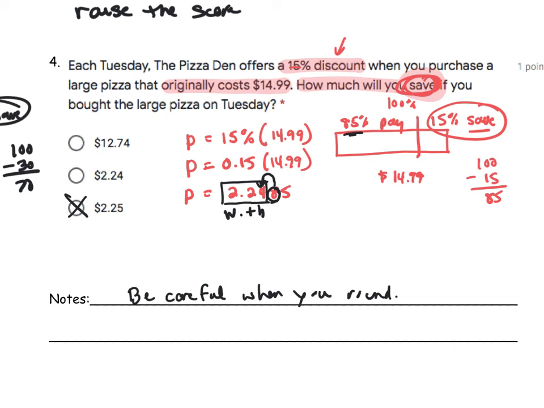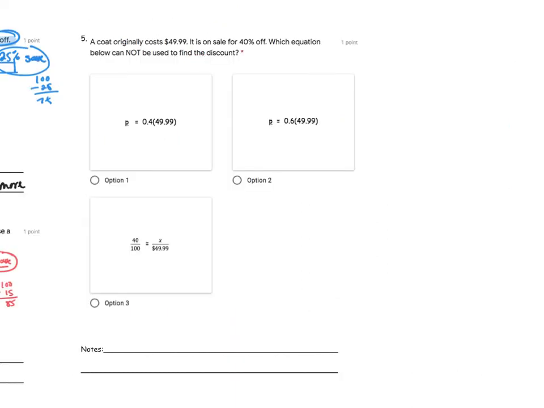Let's go to the very last question. Number 5 says a coat originally cost $49.99. It's on sale for 40% off. Which equation below cannot be used to find the discount? So these are often very difficult questions when they ask you which one is not what we're looking for.